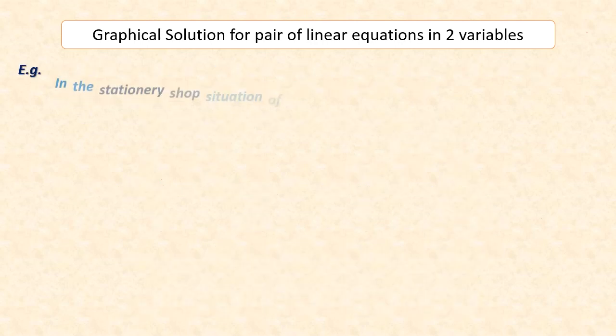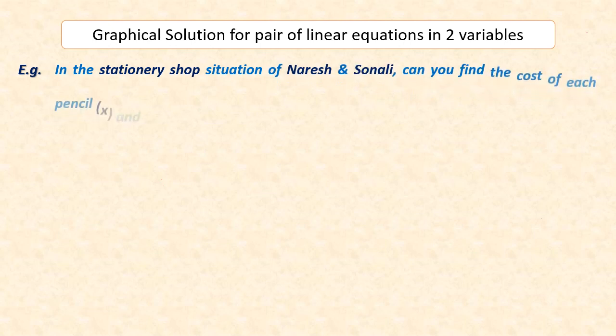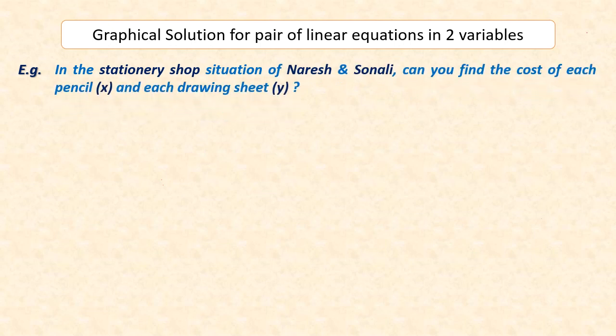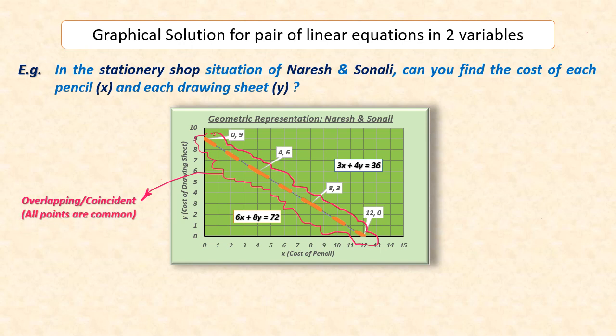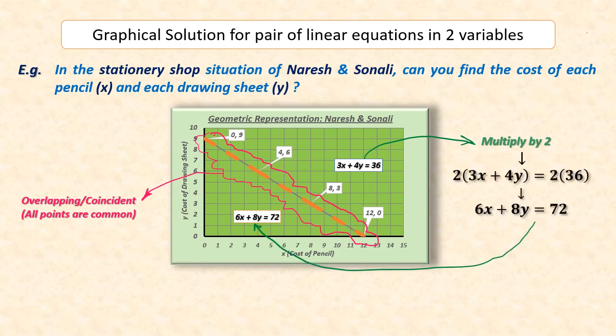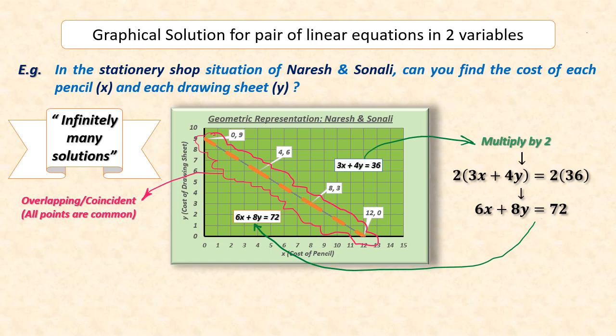In the stationery shop situation of Naresh and Sonali, can you find the cost of each pencil and each drawing sheet? Looking at the graph, we recall that the pair of straight lines are overlapping or coincident, that is, they are superimposed one over the other on the graph. Now we know that the solution for a pair of linear equations is that common point that lies on both the equations. As in the present case, all the points falling on one line will be common with the second line. In fact, if we look closely, we will discover the equation of one line is a multiple of the other, and thus both the lines are equivalent. Hence, there are infinitely many solutions to such a pair of equations.